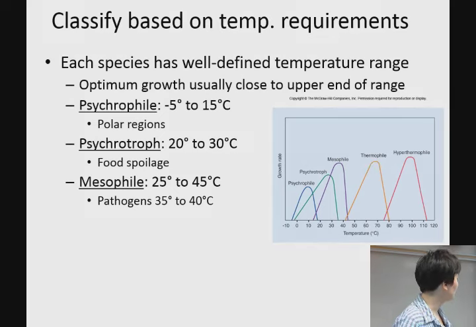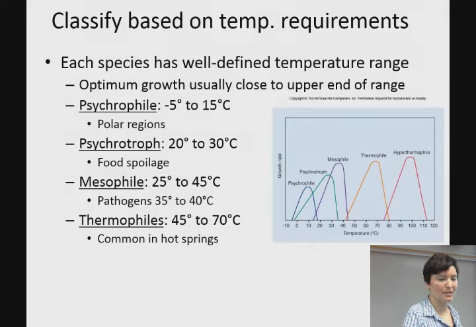If we keep going, we have the mesophiles, right? Their optimal range is usually between 25 and 45. And of course, it should come as no surprise that human pathogens fall into this group, and those are a subset that grow best between 35 and 40 degrees. Why? Because human body temperature is 37.